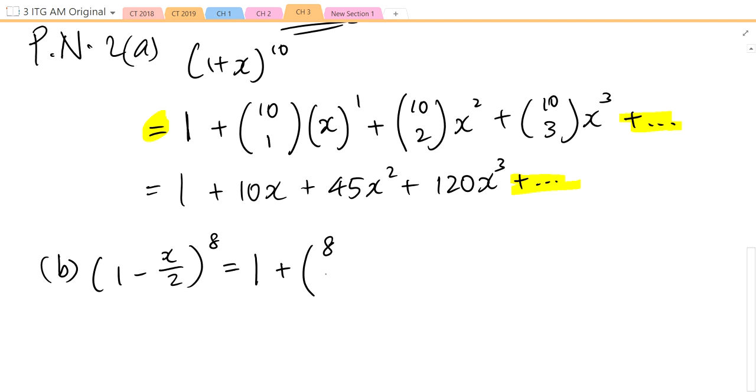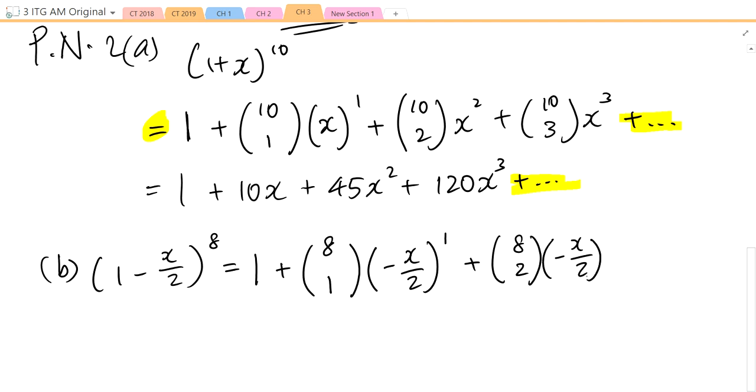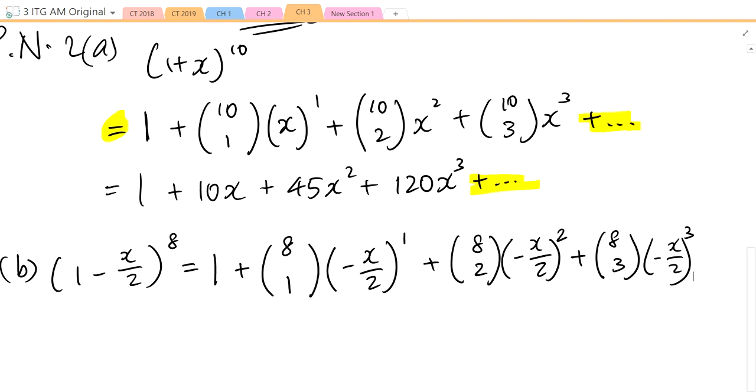8 choose 1. Say it properly. 8 choose 1. Okay, what is in my bracket now? Negative x over 2 power 1, plus 8 choose 2. Okay. 8 choose 3, negative x over 2 power 3, and plus dot dot dot. Okay, plus dot dot dot.